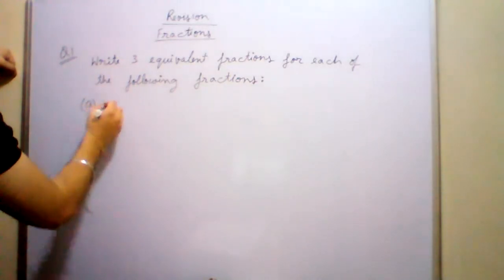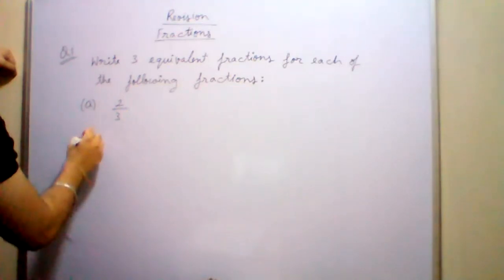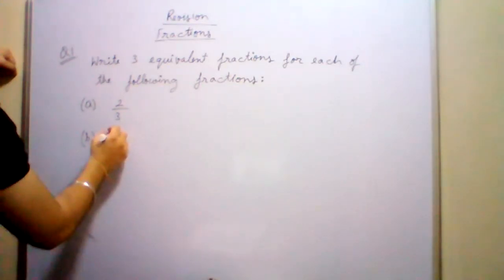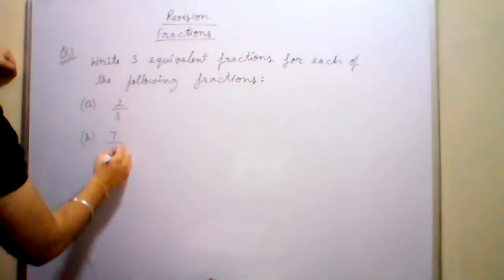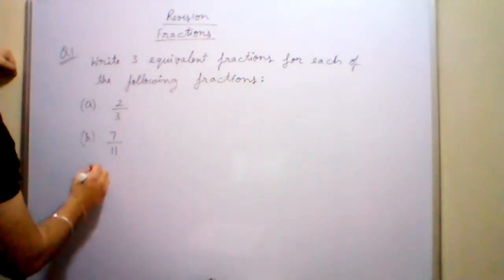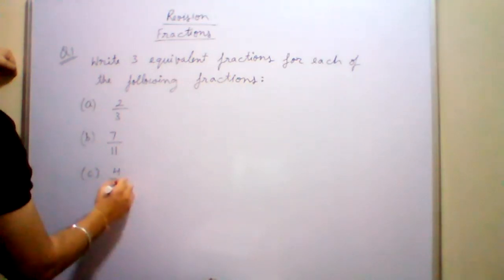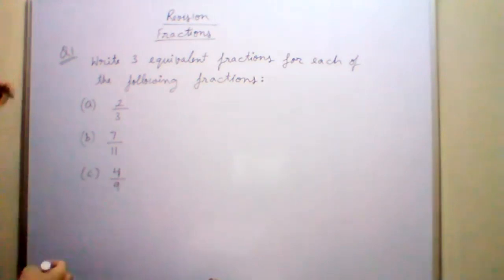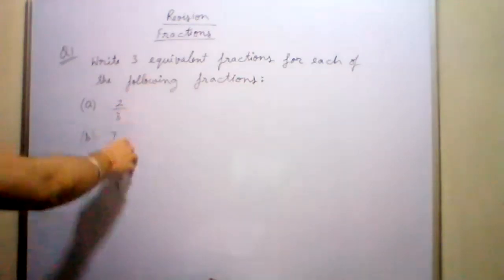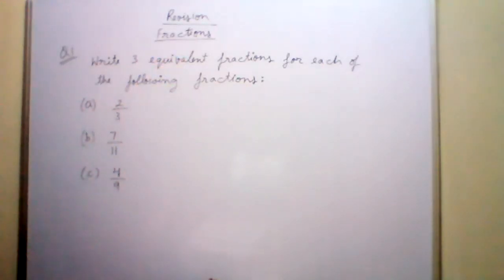A part of the question, 2 upon 3. B part, 7 upon 11. C part, 4 upon 9. These are the three parts of the question. In all the three parts, you have to write three equivalent fractions. I hope you all know what are equivalent fractions. Sir, do we write all the questions first and then write the answer? Question first. You have to note down the questions first and then write the answers.